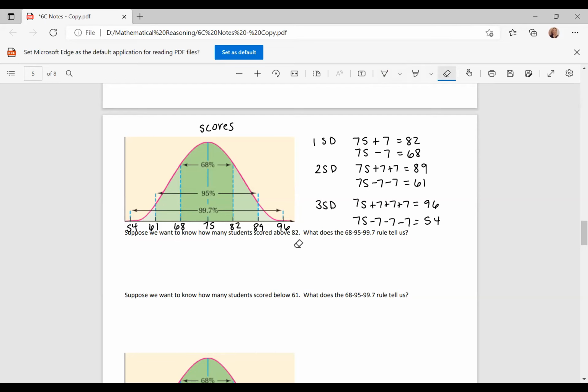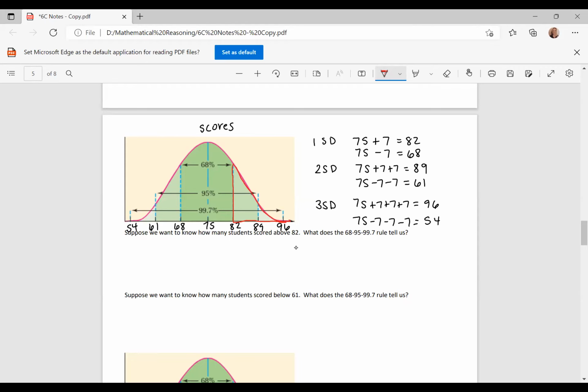Suppose we want to know how many students scored above 82. And maybe I did read it wrong and then my brain did something crazy. Who knows? But 82 would be right here. This is our 82. So we want to know the number of students who scored above 82, which is this little part of our tail. This little section in here made above 82. So let's talk about that. How would we figure that out?